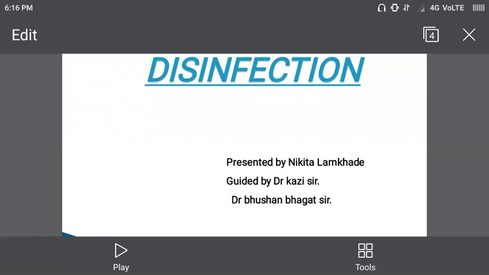Every one of us is now familiar with sanitizers and their importance. Because of the COVID pandemic, these sanitizers, which are nothing but disinfectants, have become common. So today we are going to see different disinfectants and how these disinfectants work.